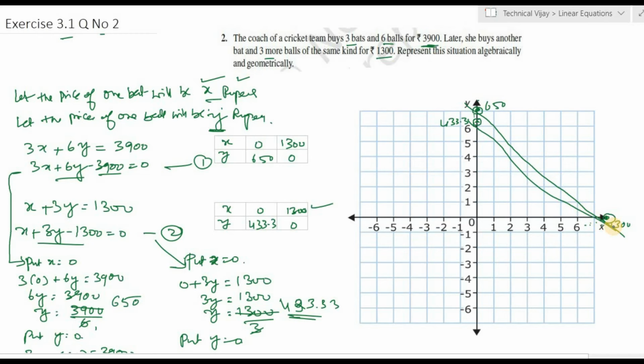These lines are not perfect, so you have to join them with the scale. Okay, this is one line, this is another line. So this is the representation of this situation graphically as well as algebraically. Okay, we will go for the next question.